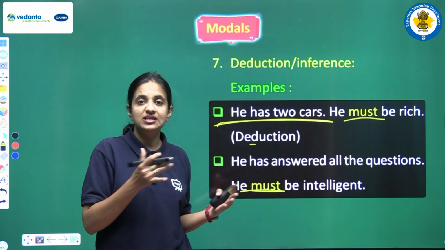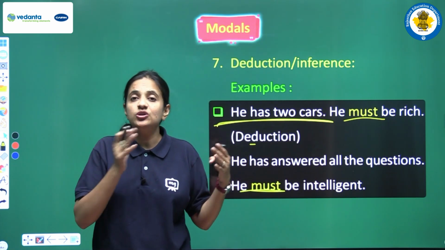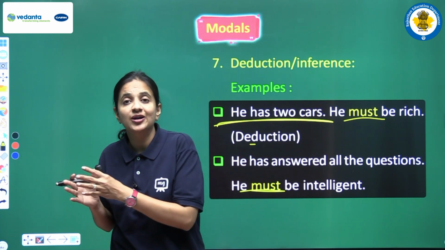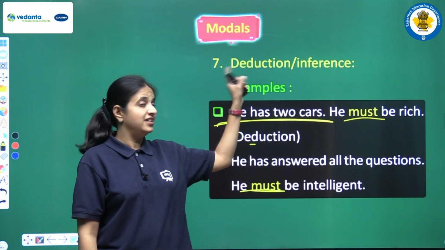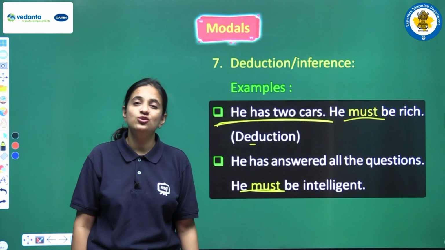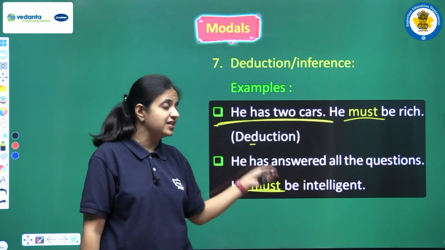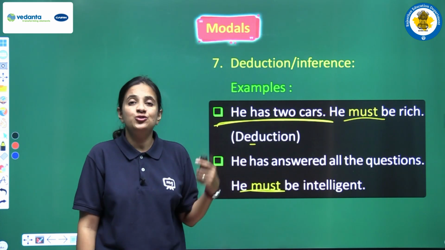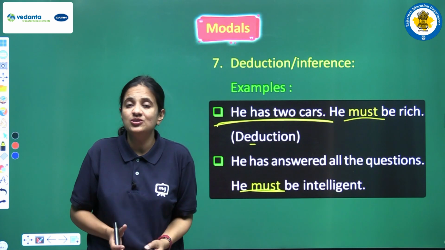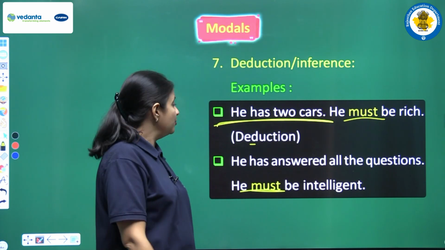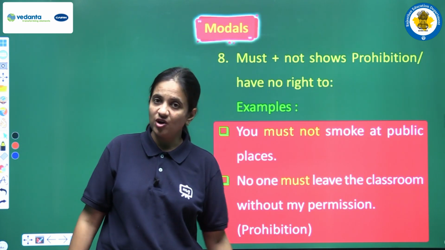Okay, so if we have some facts and after those facts we reach some conclusion, this is known as deduction, and to show deduction we use must. Like in these sentences, we have must to show deduction, to show our conclusion point. Okay. One more use we have of this model, that is must.